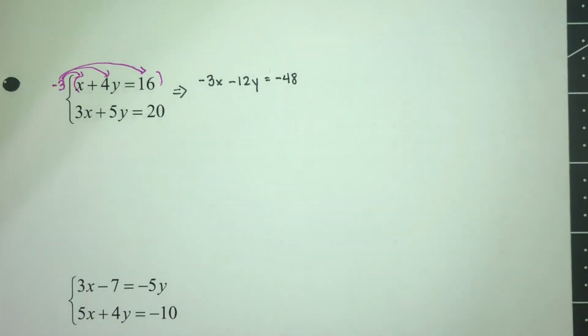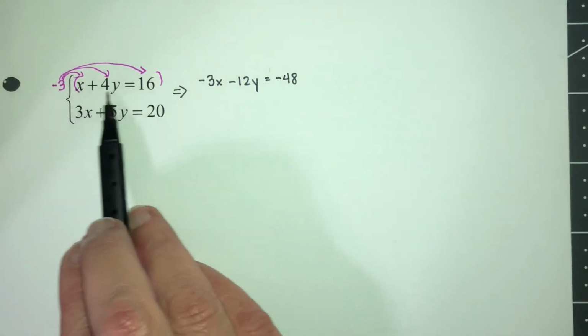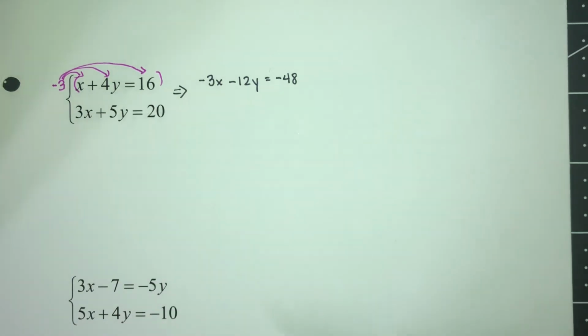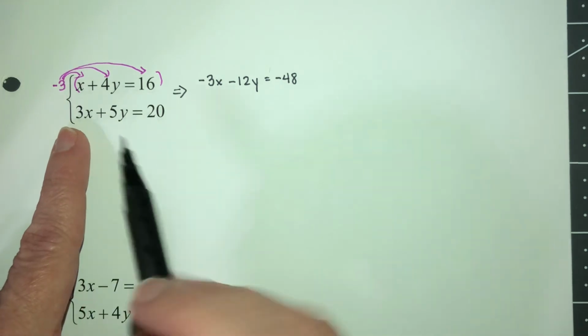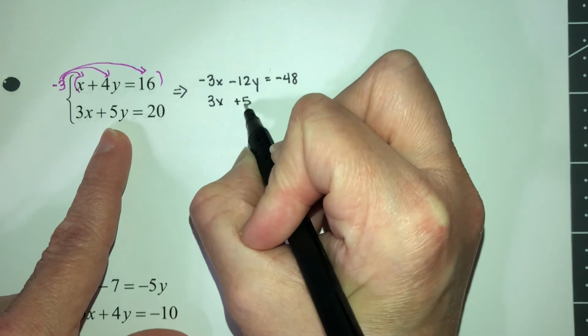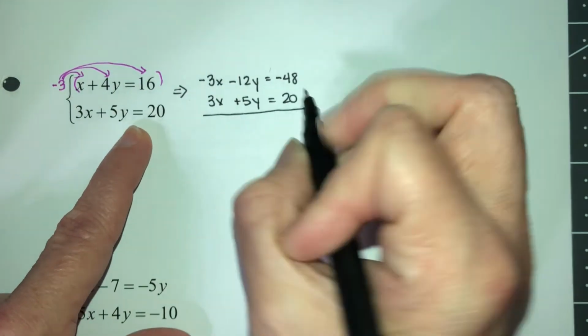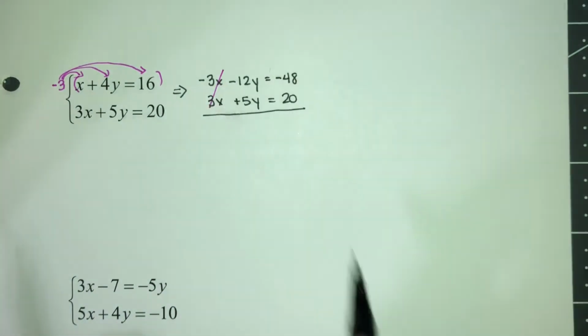One of the most common mistakes is I see people take this and distribute it through here, but forget to do it to the other side. Remember, if we're multiplying an equation by a number, we have to do it on both sides or it's not the same thing anymore. This one already has the 3 we need, so I'm recopying it. If we've done this correctly, our x's should go away, and they do.